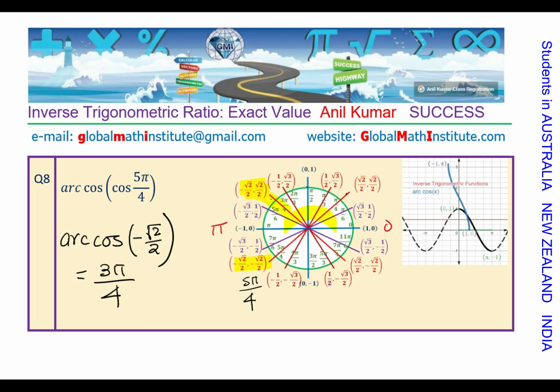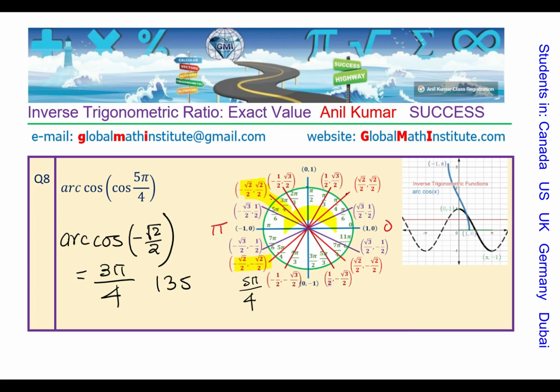As you can clearly see, the answer is not 5 pi by 4. It is 3 pi by 4, or 90 plus 45, which is 135 degrees. Is that clear to you? So arc cos of cos theta is not theta in this case, mainly because 5 pi by 4 was out of domain. Do you see that? 5 pi by 4 was somewhere here, whereas the domain for the inverse function was between 0 to pi, correct?